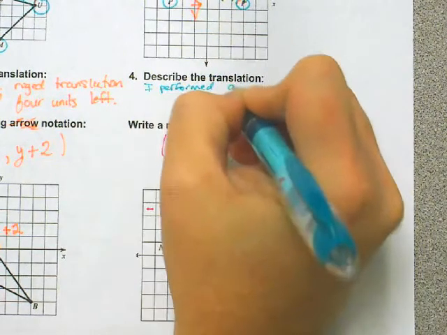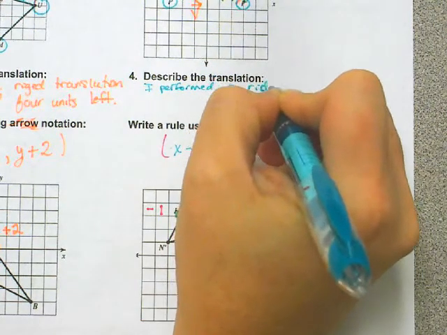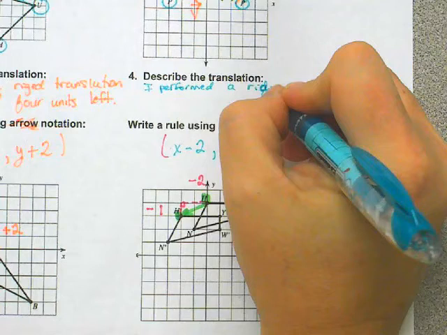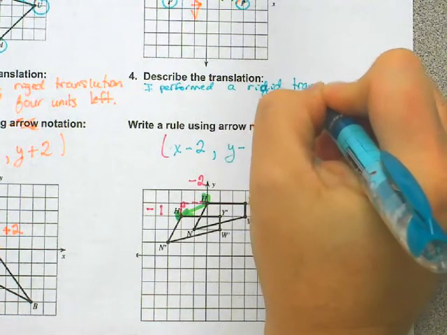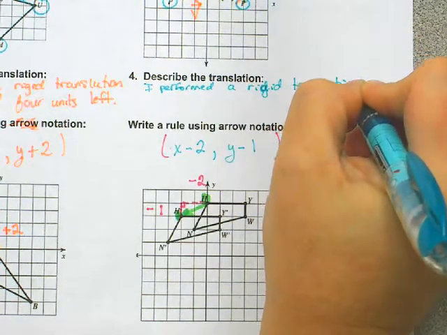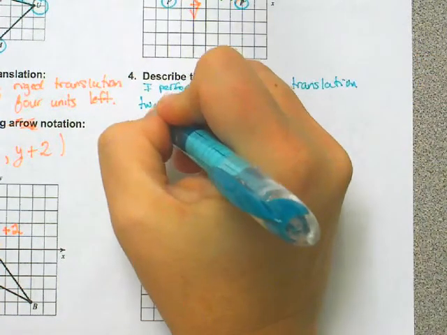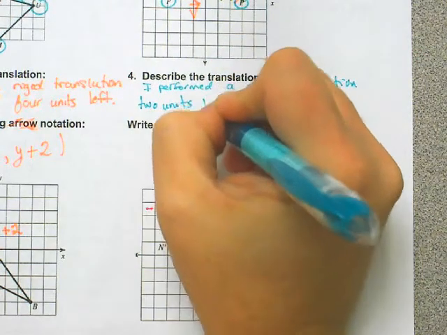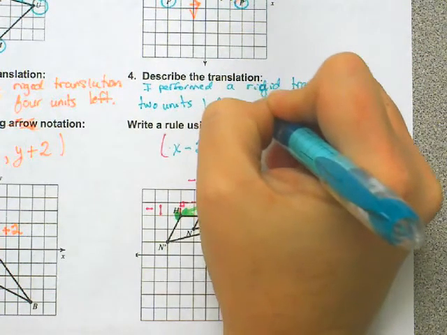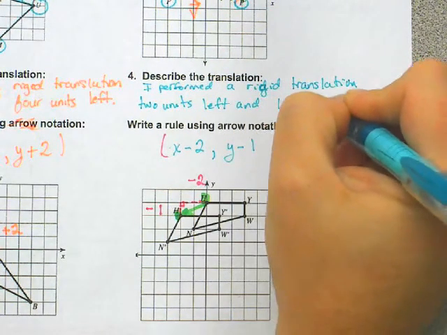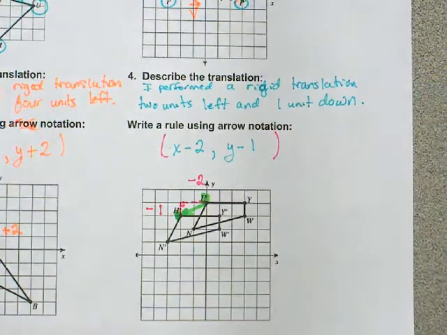And then your sentence. I performed a rigid translation 2 units left and 1 unit down.